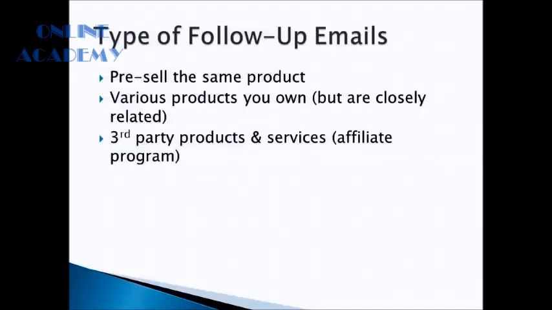Types of follow-up emails: pre-sell the same product, various products that you own but are closely related, and third-party products and services, like affiliate programs. There are basically 3 types of follow-up emails you can write to be set on autopilot with your autoresponder. The first is that you can pre-sell the same product over and over again. If a subscriber joins the mailing list, always supply a link back to your sales letter or offer you're promoting.